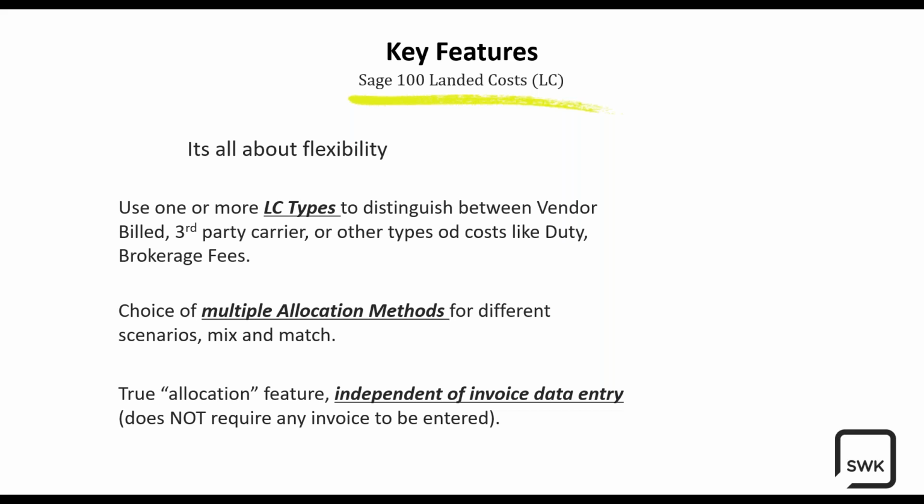Another thing that really makes the landed cost flexible is the fact that it's a true allocation. That means that it is independent of the actual invoice amounts that may be where these duties, brokerage, and freight may be charged. So it's a true allocation feature, giving us control and also providing the flexibility to not have to receive an invoice at the time of the goods. So because of that flexibility, that is the feature that we're going to show in our demo.